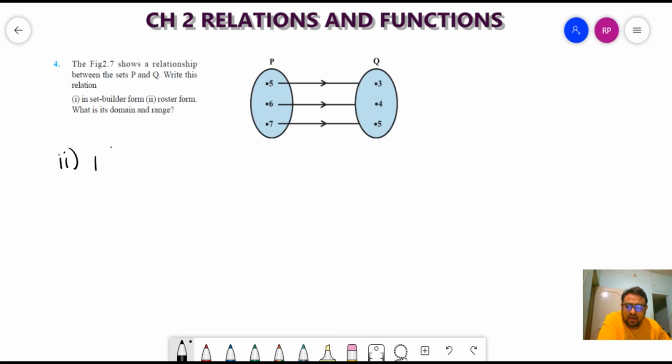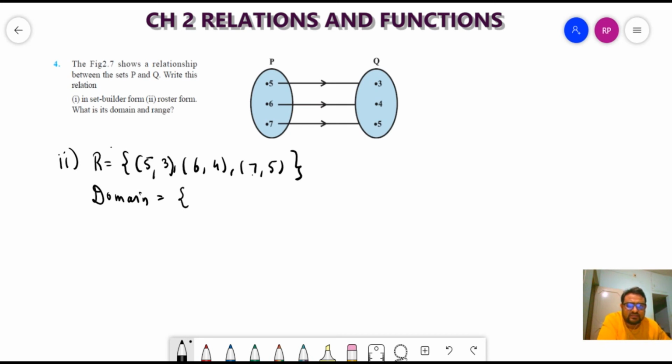In roster form, R will be equal to: when it is 5, it is linked with 3. When it is 6, it is linked with 4. When it is 7, it is linked with 5. Right? So what is the domain? Domain is 5, 6, 7. Range means the image, so 3, 4 and 5. So this is the roster form, domain, range.